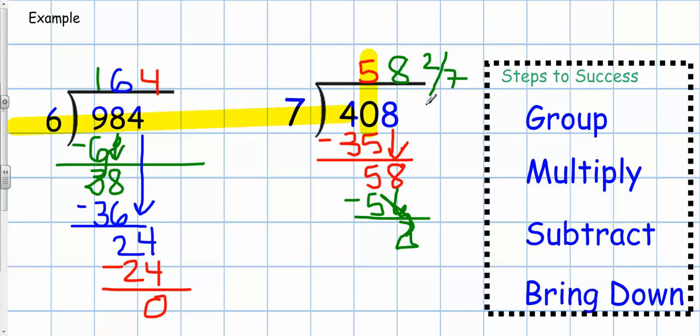Alright, so my final answer for 408 divided by 7 is 58 and 2/7.